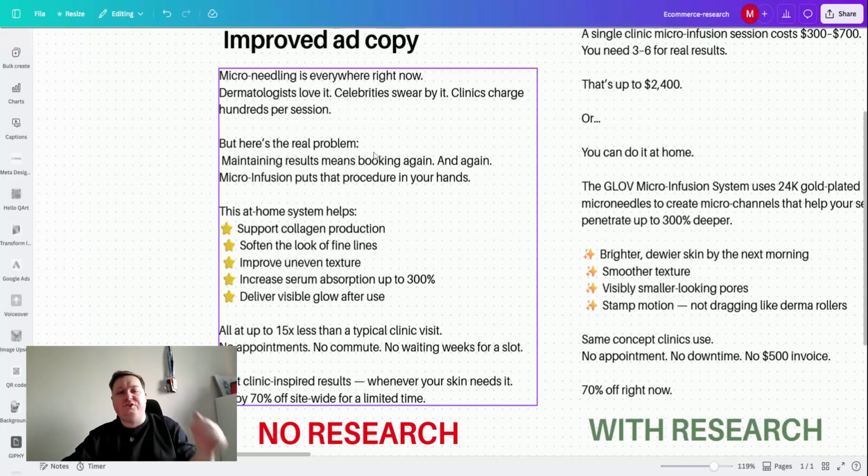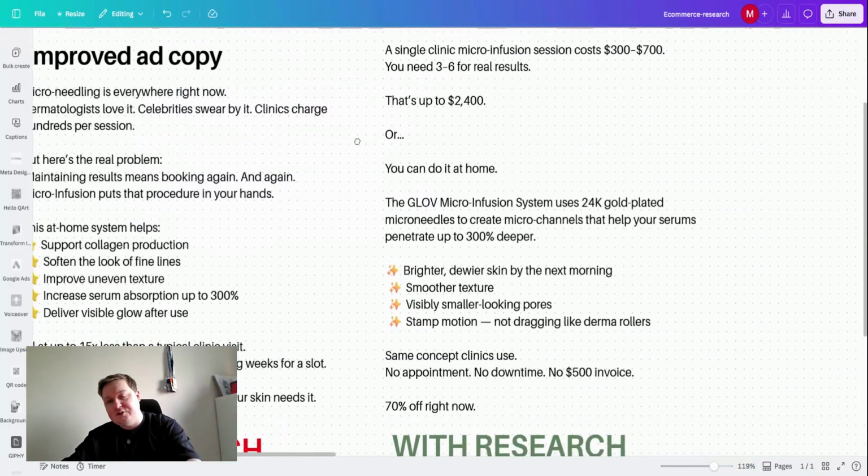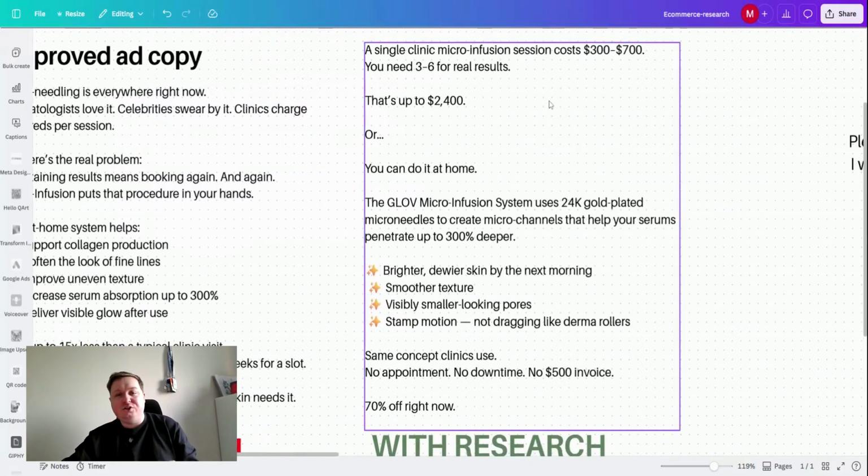This is a kind of no-research ad copy where you improve the structure, the readability, this kind of stuff. You can play around with the hooks and whatever. But at the end of the day, it's still not going to be as effective as the one done with research. So for example, the one done with research mentions the specific costs of such sessions, right? It mentions the fact that you need 3 to 6 for real results. It mentions the fact that they can cost you up to $2,500 for all of this, or you can do it at home.